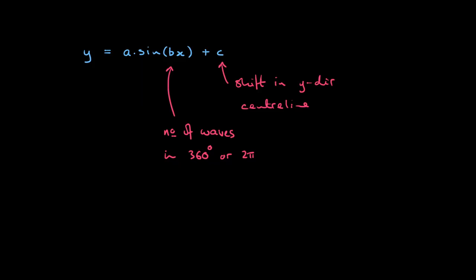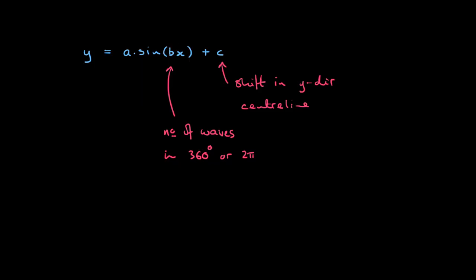So let's now think about it. If b is 2, what that means is that there are 2 waves in 360 degrees. So if you ask yourself the question, well, then what's the period of the wave? In other words, how long is one wave? Well, it will be 360 divided by 2, right? Because there are 2 waves in 360, so each wave has got to be 180. In the same way, if b is 3, that means there are 3 waves in 360, and so the period is going to be 360 divided by 3, 120.